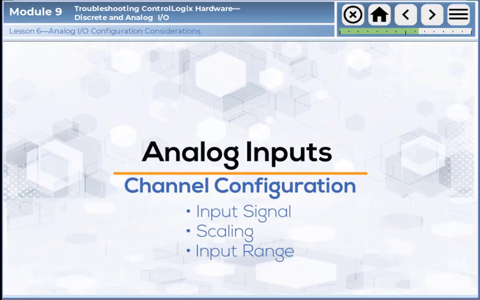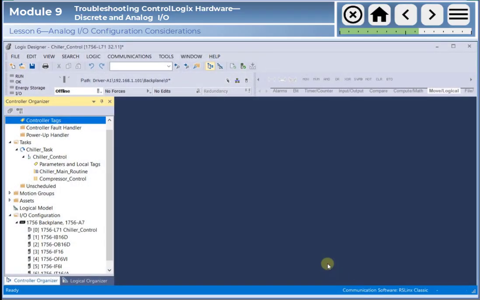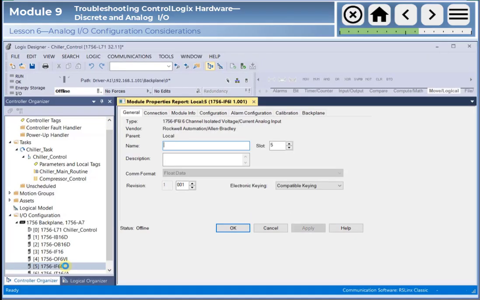Input signal, scaling, input range. As an example, let's take this 6-channel analog input module that has several configurations that must be done after being discovered or added to the project.